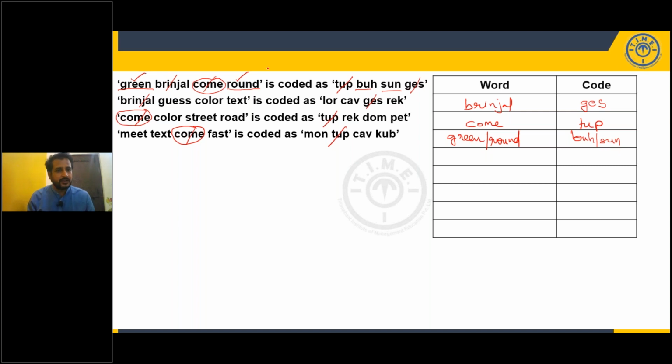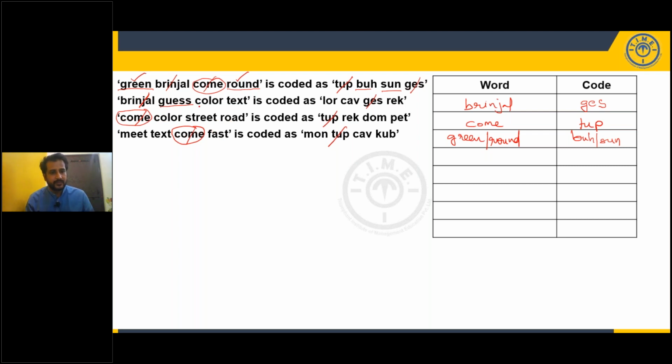Anyway, our first statement is completed. Now come to the second statement. Already in the second statement, brinjal is completed. Now come to the term guess. In this second statement, no need to compare with the first statement because it is already done. Now second with the third, second with the fourth. Guess. In the third statement, I don't have it. In the fourth statement, I don't have it.